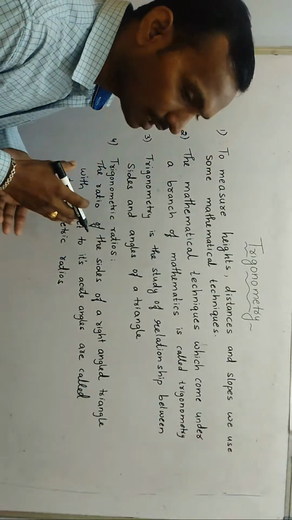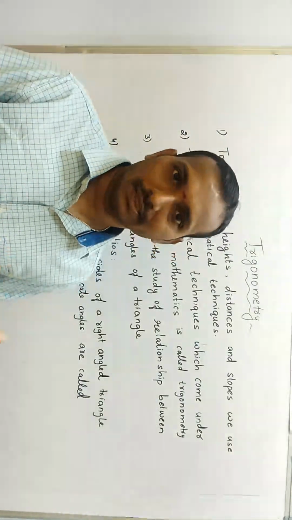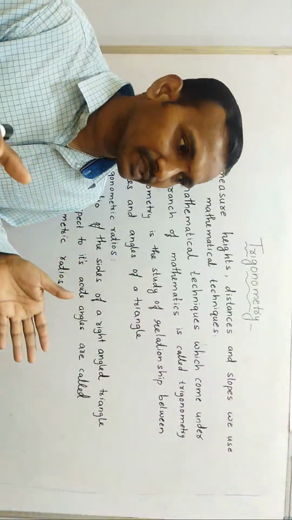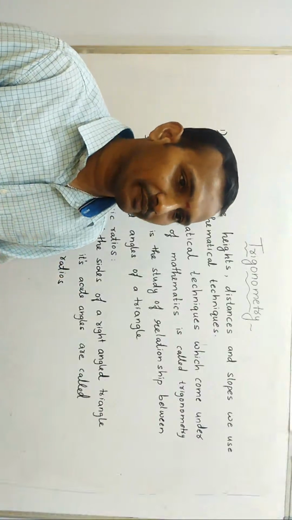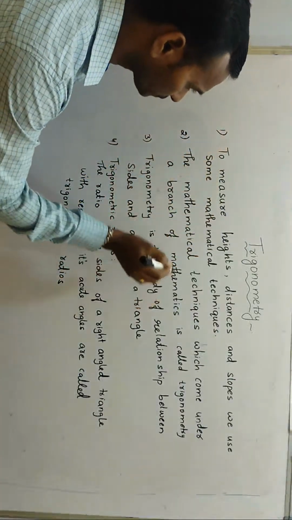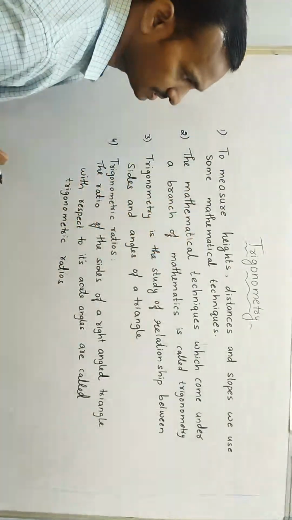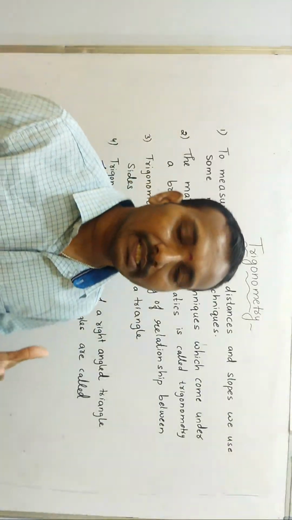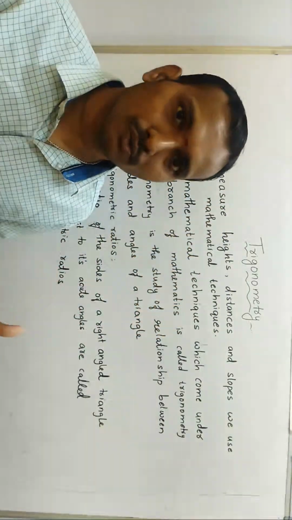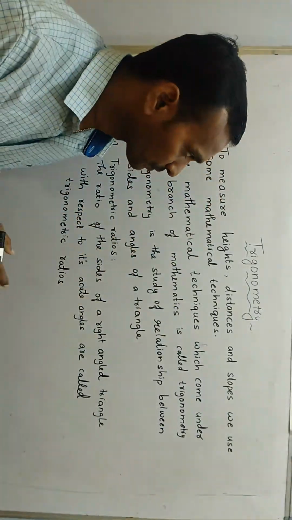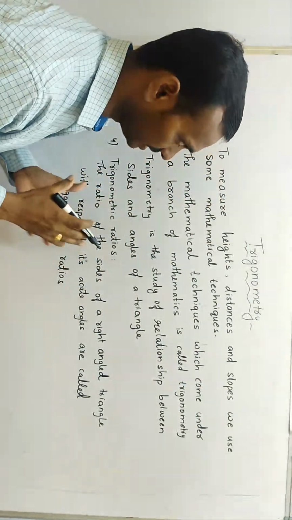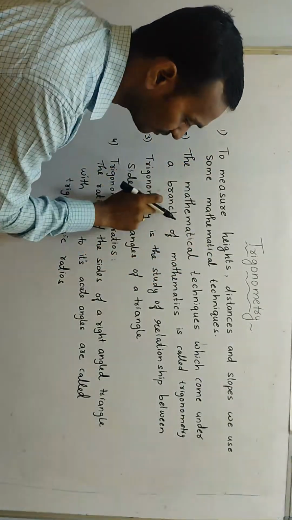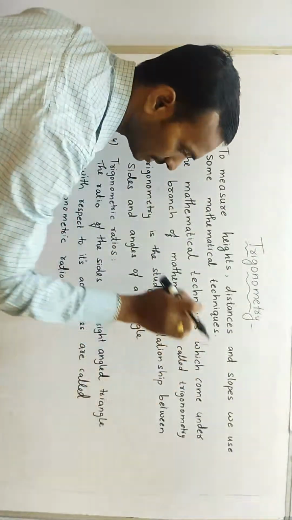It deals with how to find the height of objects, how to find the distance between objects, and also how to find the slope of an object. To measure heights, distances and slopes, we use some mathematical techniques. The mathematical techniques which come under this branch of mathematics are called trigonometry.